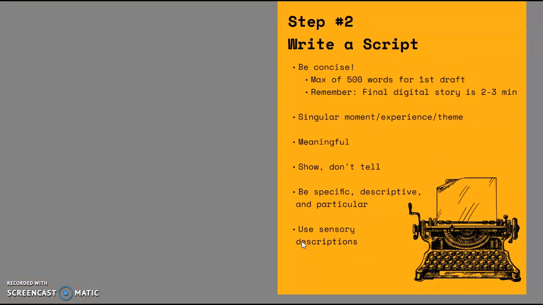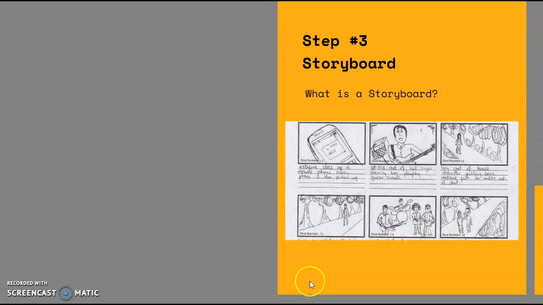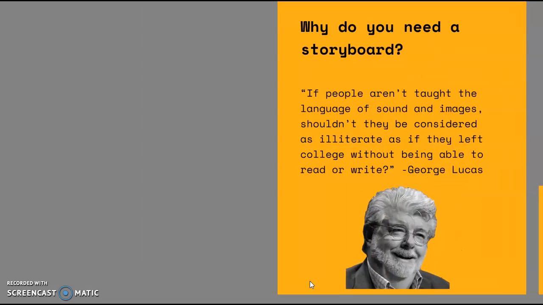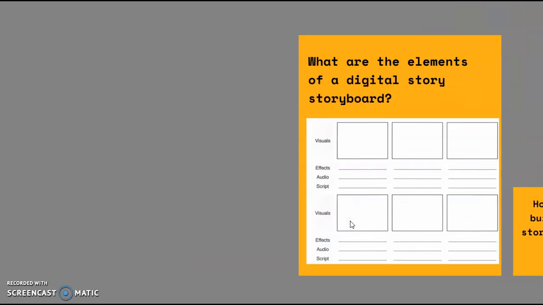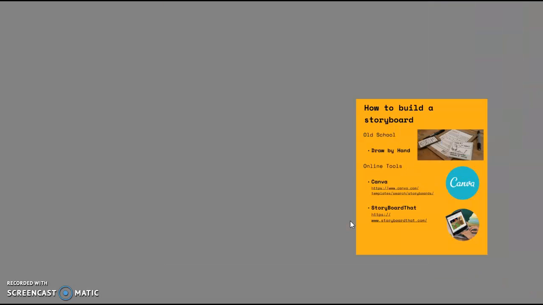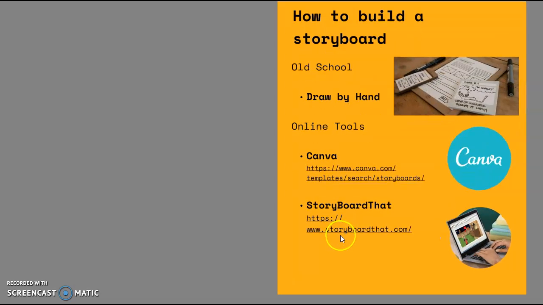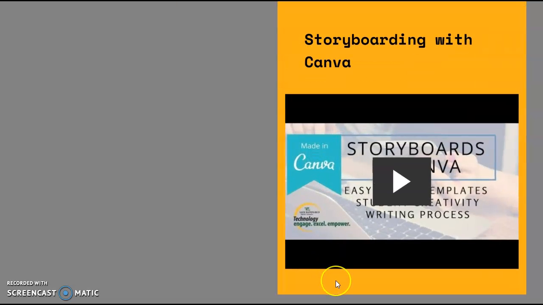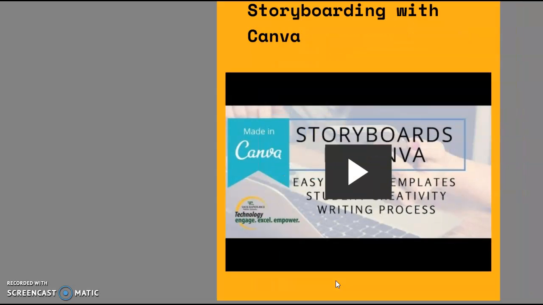Alright, so the next step in the process is writing a script, which we describe here. We go on to step 3, which is storyboarding, describing what a storyboard is. Giving a little George Lucas quote, which is fun, and it leads us into our next portion, talking about the elements of storyboarding and why they're important. And then how to build a storyboard. Everything from old school drawing your storyboard to some online tools like Canva and Storyboard That. There's also a video here about storyboarding with Canva that should be helpful.